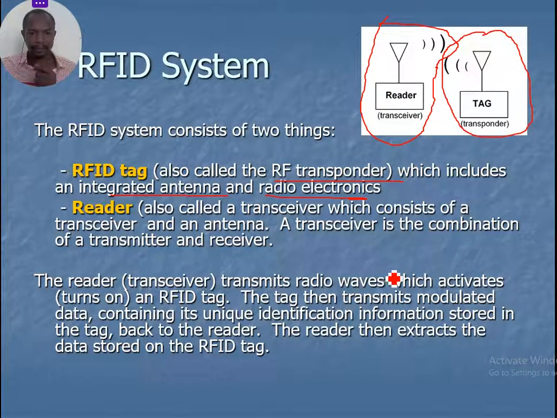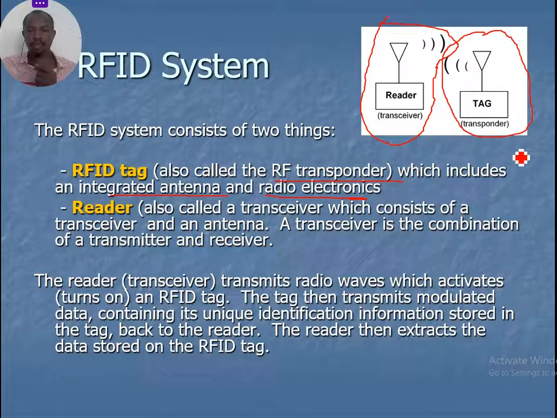Okay. Now let's move on. The reader, which is called the transceiver, transmits radio waves which activate or turn on the RFID tag. Whenever this reader transmits, it will first of all turn on the tag. The tag will be on, will be alive, will be ready. Say, I'm ready, bring it on. So whenever this reader, the transceiver, transmits a radio wave, it will activate the RFID tag. It will turn the RFID tag on.